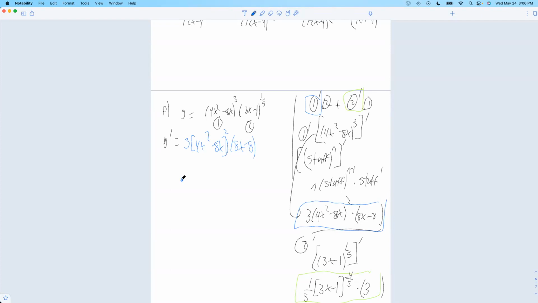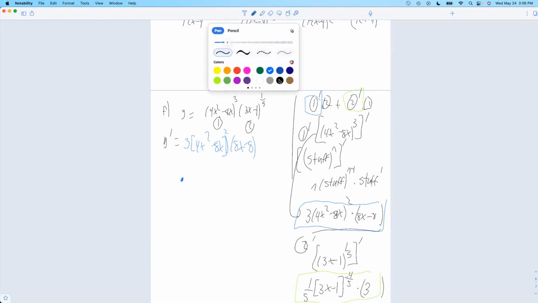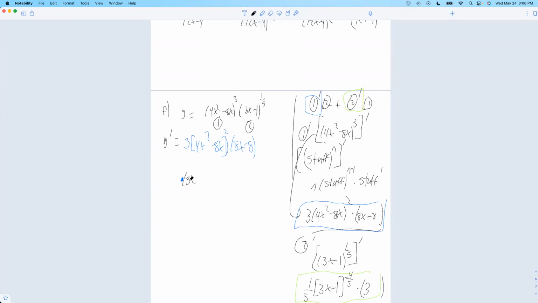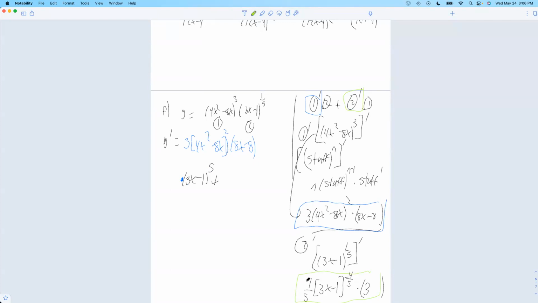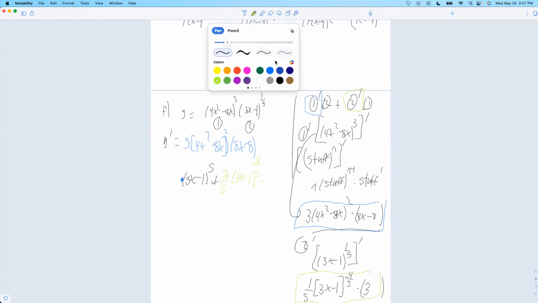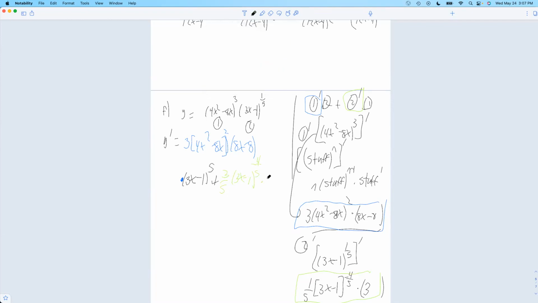times, leave the second alone. So derivative of the first times leave the second alone, plus derivative of the second. I don't know if it's worth color coding these, it might be taking more time, but okay, I'm going to clean that up a little bit. 3 times 1/5 would just be 3/5. 3x minus 1 to the negative 4/5 times, leave the first alone. And I've kind of run out of space here.